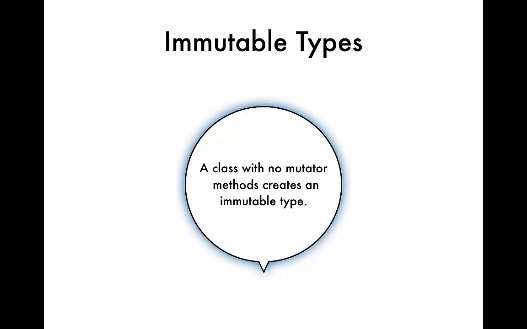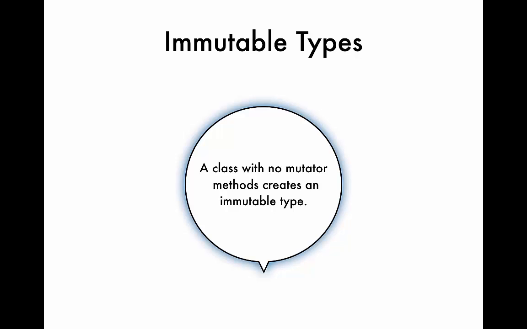There's no way for the Java compiler to guarantee that a type is immutable. If you want to create a type that is immutable, you have to be disciplined about your approach. One way to do it is to make sure that your class has no mutator methods in it. If your class does not contain methods that modify the object state, meaning the fields of the object, then your class is immutable.